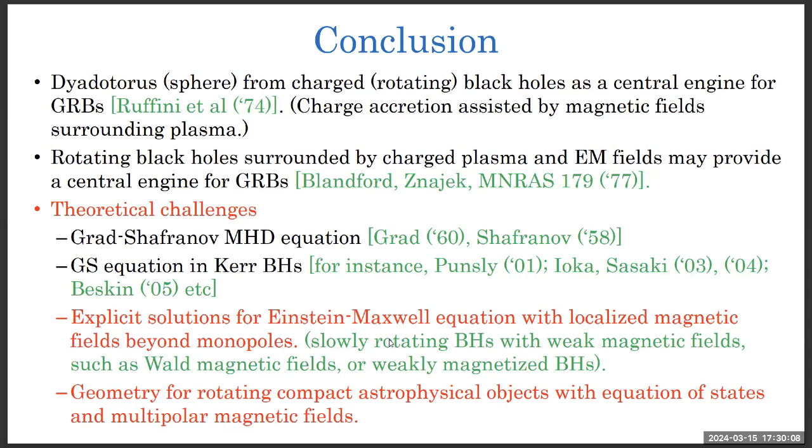Now, actually, challenges. A rotating black hole surrounded by charged plasma, ion plasma, and electromagnetic field may provide the central engine for GRB. This is kind of the well-accepted model to explain GRB, gamma ray burst. And the black hole was awarded the Shaw Prize for this contribution.